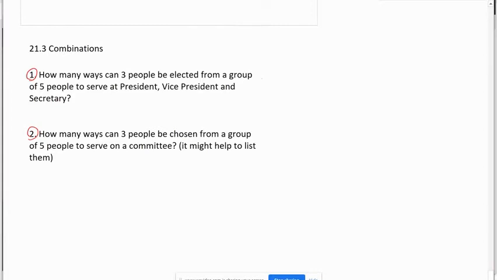So we can approach number 1 a few different ways. There are 5 people available for the president spot. Once we picked one, there are only 4 people available for the vice president spot, and then 3 people left for the secretary spot. If we multiply those, we get 60. Another way to get that is to realize that this is a permutation. We're just seeing how many ways we can permute 3 people out of the 5 original people, and so that is 5P3, which is also 60.